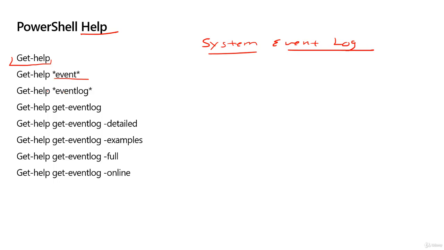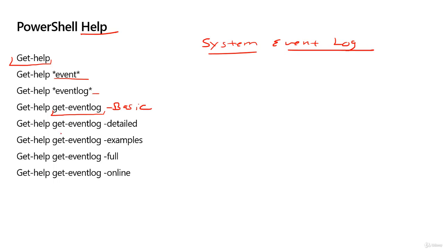Well, let's say you move on from that. Get-Help star event log star. It works the same way. Event log with anything before or after. Now, by the time you run this, you would get this narrowed down, and you would know that Get-EventLog is your actual command. But let's say you want to know the syntax for it now that you know the command. You can run get-help, the actual commandlet, and this is going to give you very basic information.